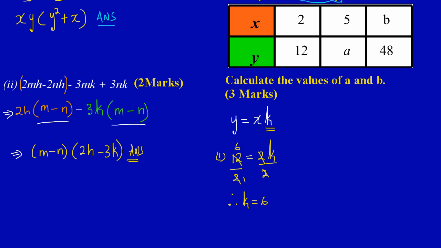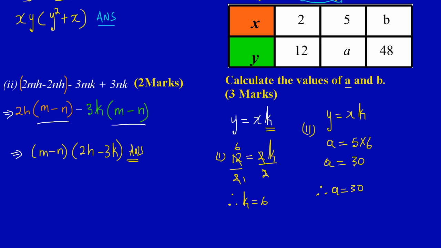All right, now part 2, we can quickly go ahead and solve for a first, since they stated it here. I'm going back to my general form, which is y is equal to xk. But here, if I'm solving for a, then I have to substitute a for y, because it's in the y row. So I would say a is equal to, and when I look above, I must find the corresponding x value. x is now 5, times k, and I found k to be 6. So really a is equal to 5 times 6, which is 30. Therefore the value of a is equal to 30.